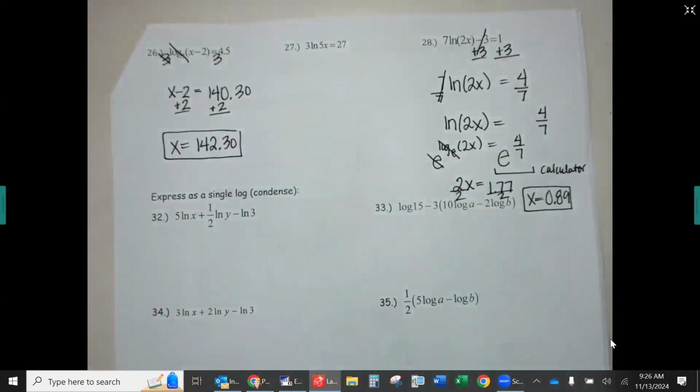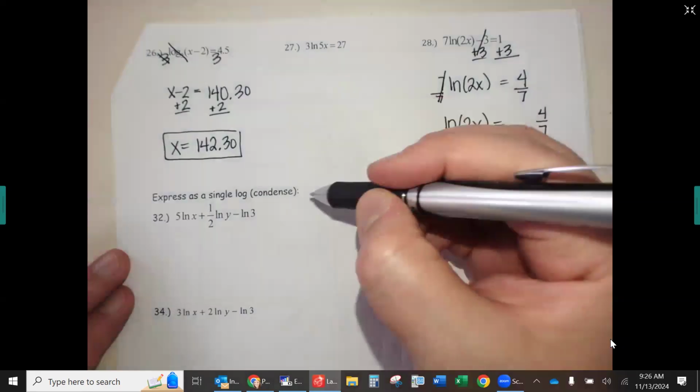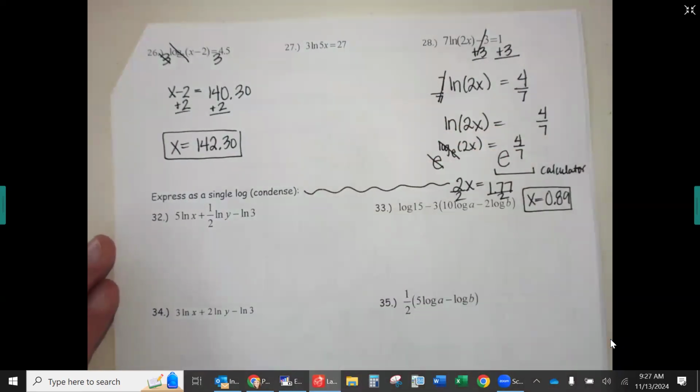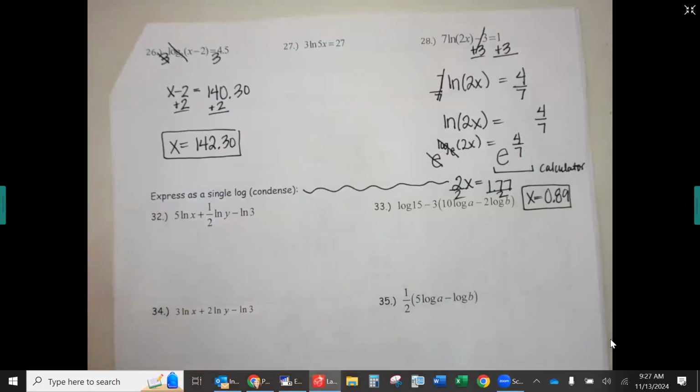Questions on that? Okay. So the first half of this review is a lot harder than the second half. So we're going to take a break here. Okay, and I want you to do as many of those questions as you can. Okay, and then we'll pick up on number 32, just with the log properties and then the graphs. Okay, ask me if you need help.